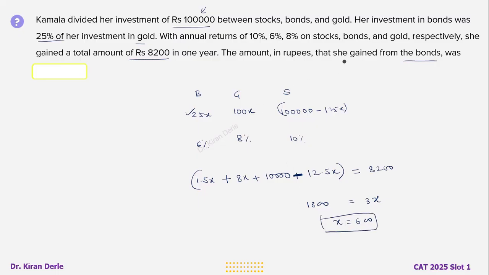So what she gained from the bonds is 1.5x. Yes or no? So 1.5 of 600 is 900, right? Or 1.5 into 600 is nothing but 900. She got 900 from the bonds. You'll type your answer here and get the marks. I hope you understood how systematically we can go and solve the questions.